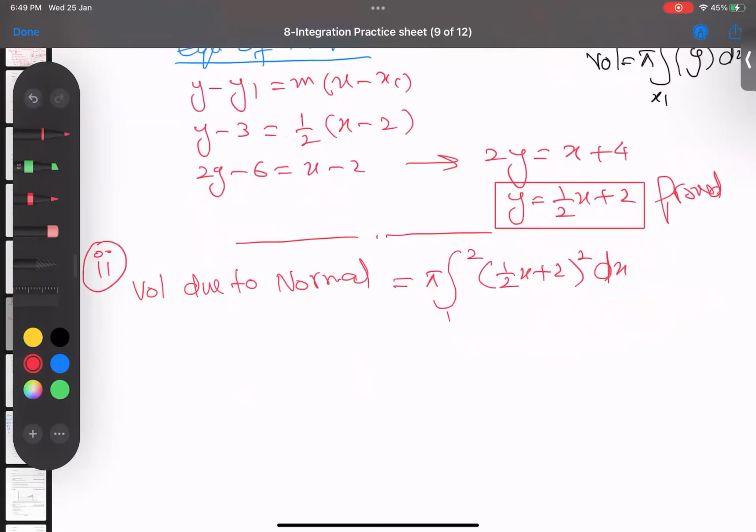So (half x plus 2) to the power 2. Now I'm going to do it. What is the rule of integration? You know it very well. First of all, you increase the power by 1 and divide by the same, and then by the derivative of the base. What is the derivative of the base? You can see 2 has a derivative of 0 and half x is just half.